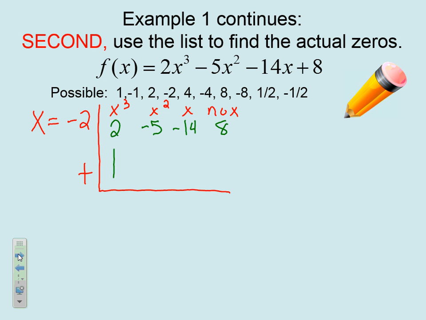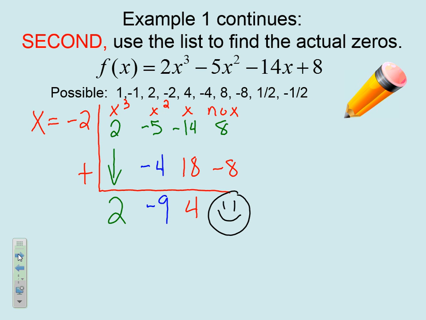First one, we need to make sure we drop it. So we have 2 here. We're going to take negative 2 times 2, which is negative 4. Negative 5 plus negative 4, we're going to get negative 9. Negative 2 times negative 9 is going to give me 18, which is going to give me a positive 4. Now, negative 2 times 4 is a negative 8. Here, ladies and gentlemen, I'm going to get 0.